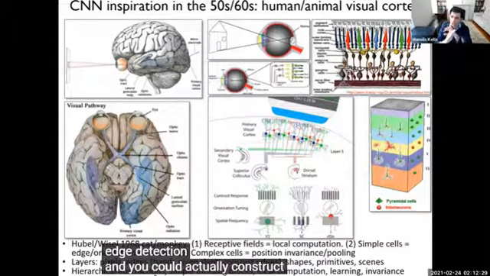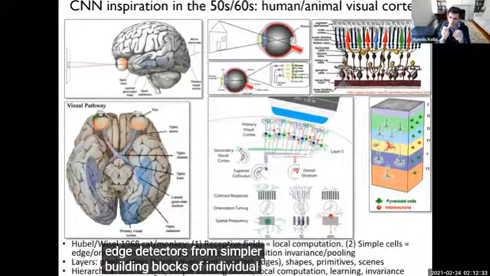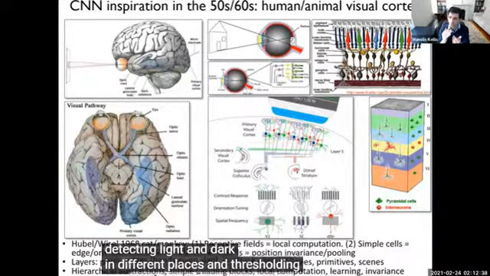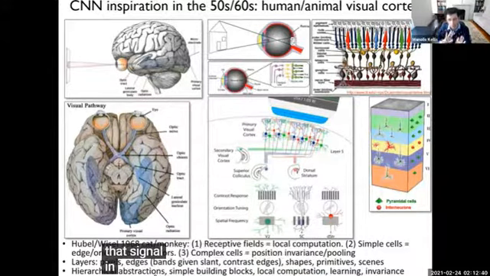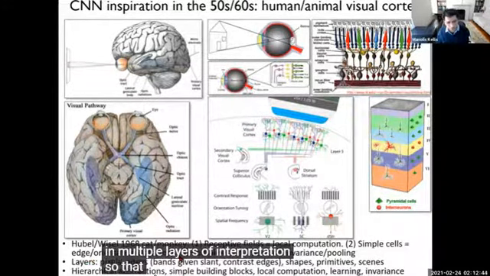And you could actually construct these edge detectors from simpler building blocks of individual neurons detecting light and dark in different places and thresholding that signal in multiple layers of interpretation. So that was the second principle.